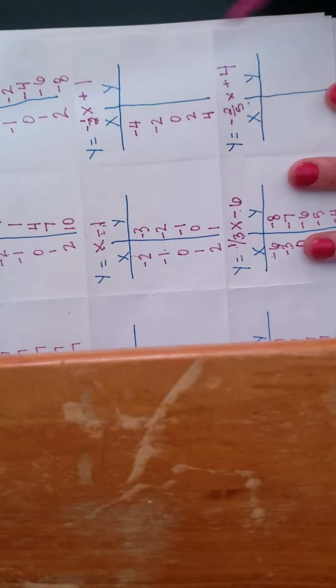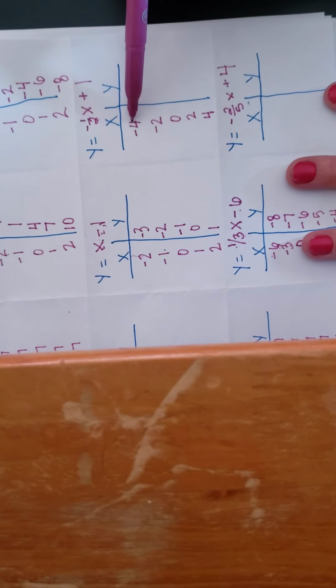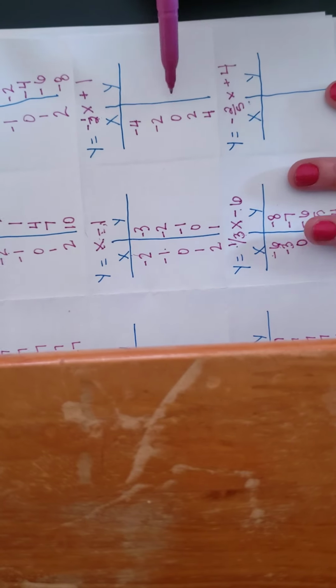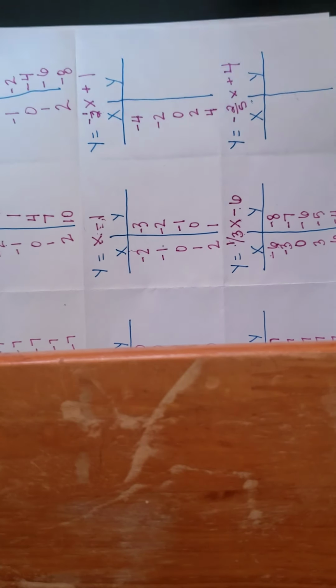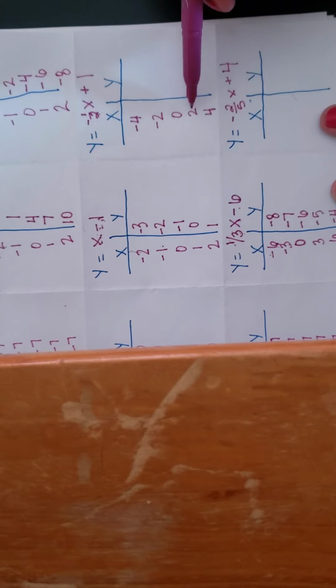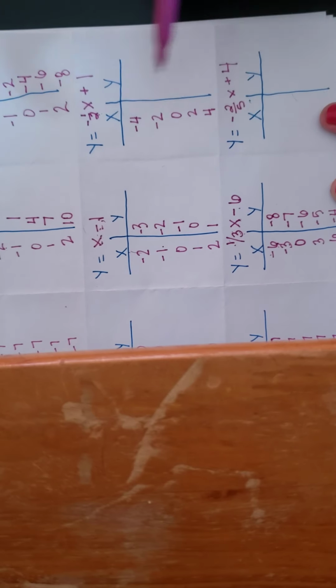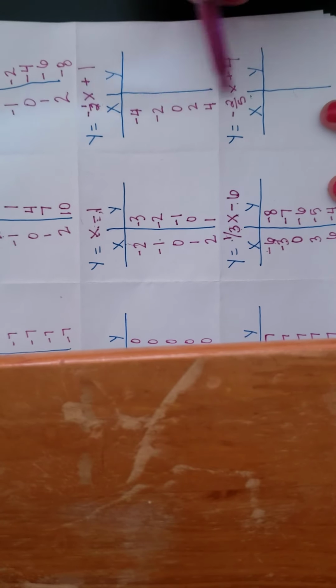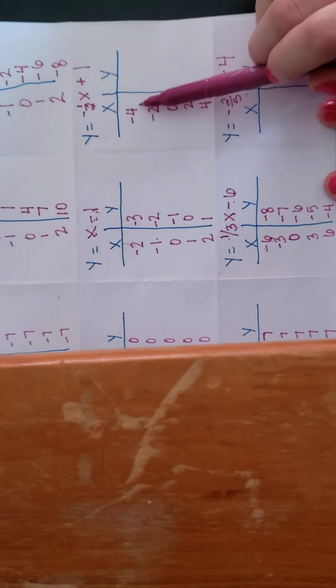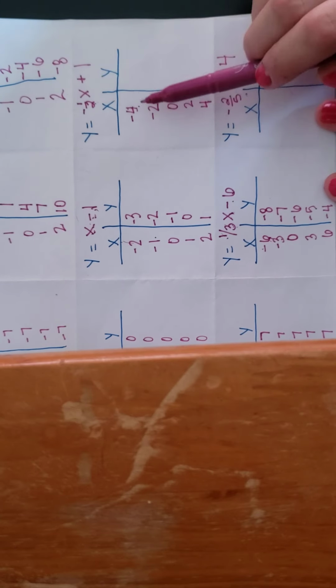Notice how each time on my tables, I start with my smallest x value and go up. That's the proper formatting of a table, so don't do it the other way, where you go 4, 2, 0, negative 2, negative 4. We always want to go from smallest to biggest. Your y values may not, but your x values, you want to go from smallest to biggest. So now I'm going to plug each of these in.